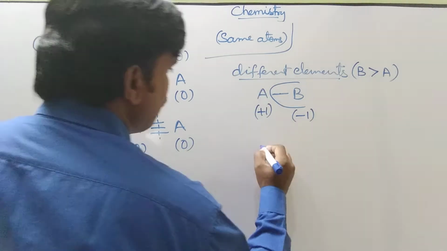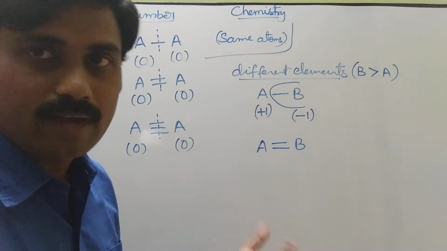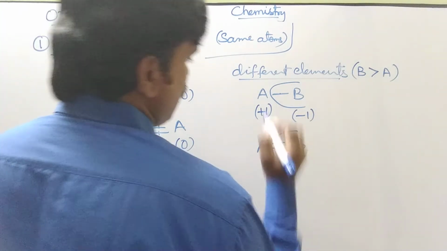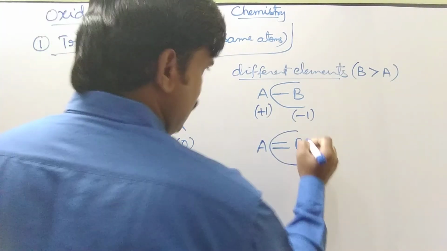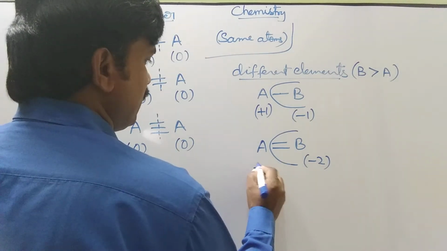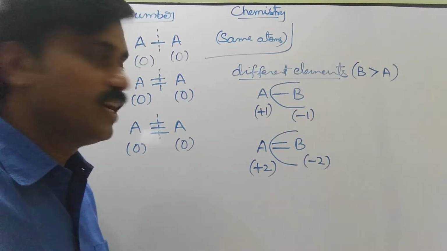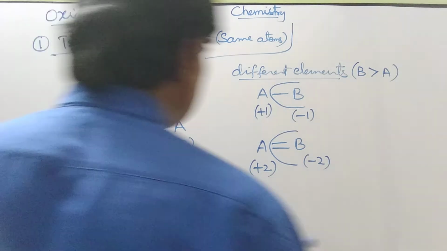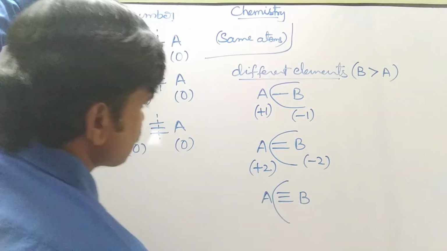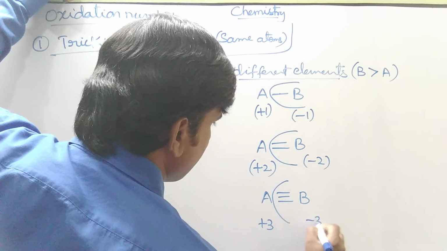Suppose between A and B, a double bond is there. Here again, B is more electronegative, that's why B accepts the pair of electrons. In this case, B has oxidation state -2, and A is exhibiting +2 oxidation state because A is losing the bonds and B is gaining the bonds. Between A and B, if a triple bond is there, in this case A is exhibiting +3 oxidation state and B is exhibiting -3 oxidation state.